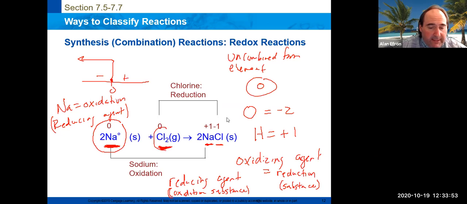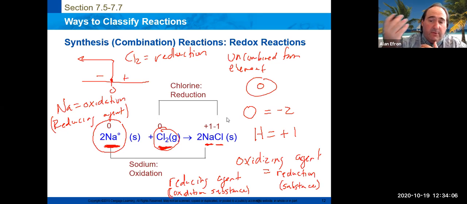While the chlorine, as we just talked about, the Cl2 is going through reduction, which means it's going to gain electrons. In order for it to gain electrons, it has to cause something to lose electrons. And when something loses electrons, that is something that's going through oxidation. And that is why this was referred to as the oxidizing agent.